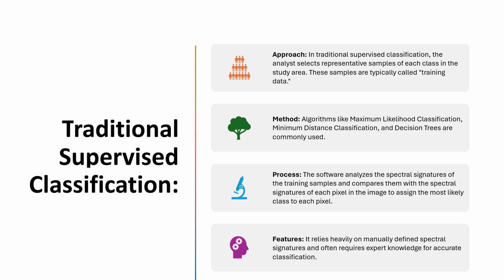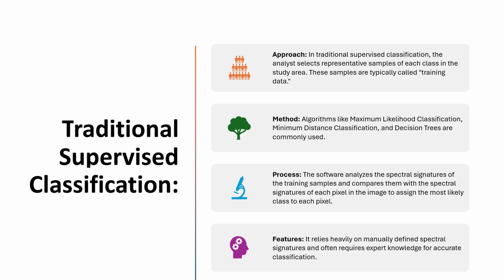It is a traditional supervised classification method. The analyst selects a representative sample of each class. We will select a sample like this is a tree, this is barren land, and then algorithms like maximum likelihood, minimum distance classification or a decision tree are used. Like if something is green, then it is a tree. If it is a little more green, then it may be forest. If it is appearing whitish, it is barren land, or it may be snow.